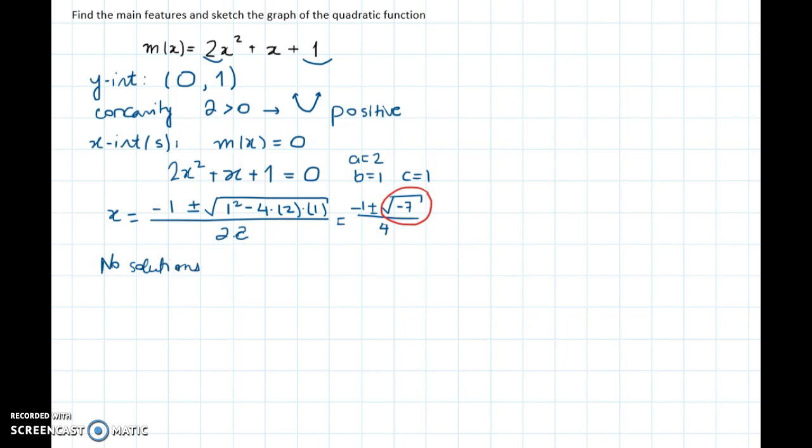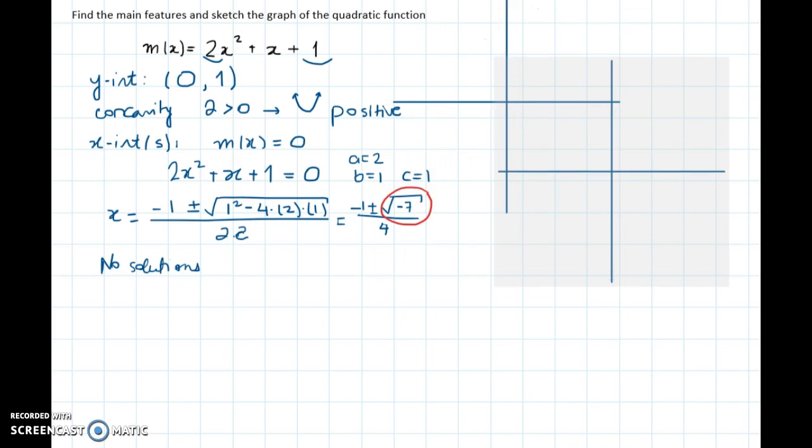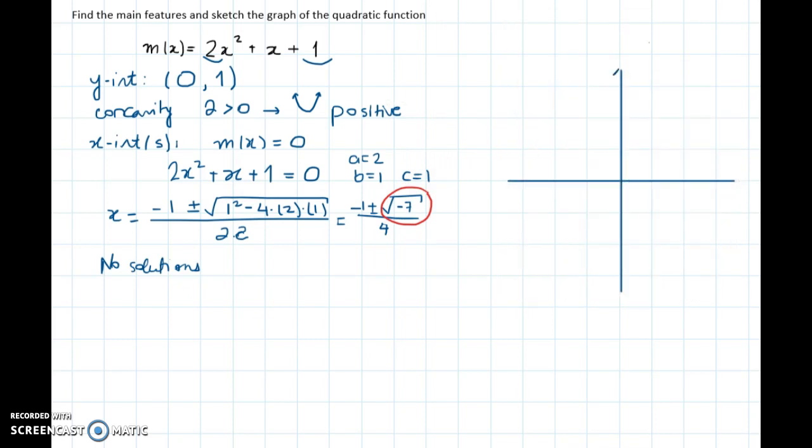So what's going on? Let me quickly sketch what we know so far and try to get an idea of what's happening. I have my axes here, and we know that the function is going to cross the y-axis here. It's going to have positive concavity, and it's not going to cross the x-axis. So our function could look roughly something like this. We don't know exactly, but it's not touching the x-axis. So we are not able to find the x-intercepts.